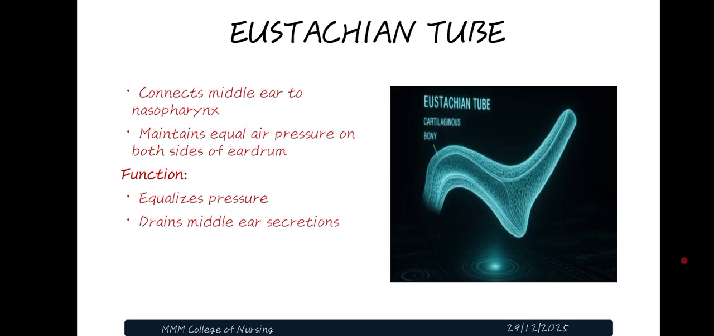Eustachian tube: it connects the middle ear to the nasopharynx. It maintains equal air pressure on both sides of the eardrum. The functions are to equalize pressures and drain middle ear secretions.